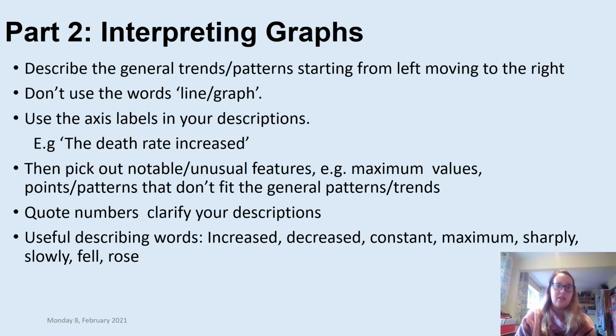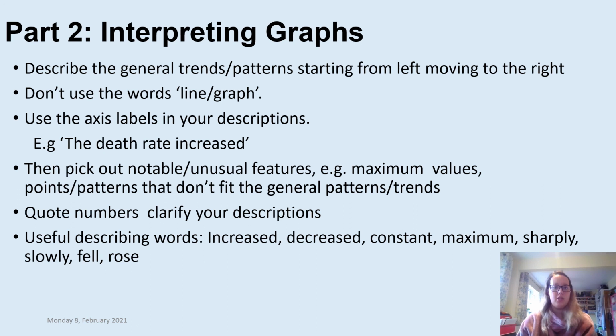And the second part that we're going to talk about a little bit today is how to interpret graphs. So you interpret graphs describing the general trends and patterns, starting from left moving to the right of the graph. Don't use the words line or graph because that is clearly shown by the graph. If it is a line graph, you can see it's a line graph. You do not need to say this is a line graph showing. Use the axis labels in your descriptions. For example, the death rate increased, and then use examples. So for example, X amount.